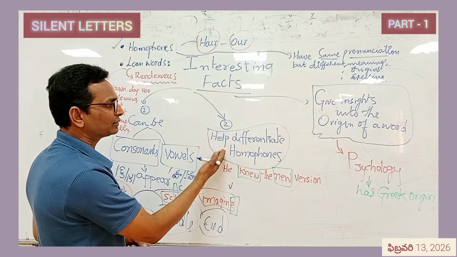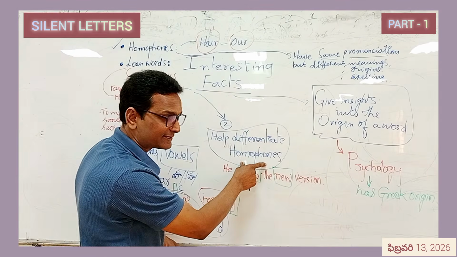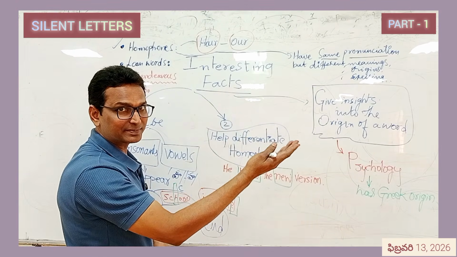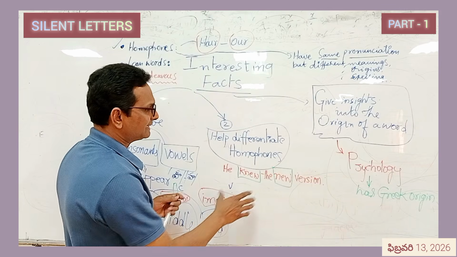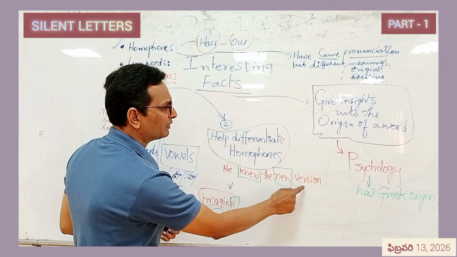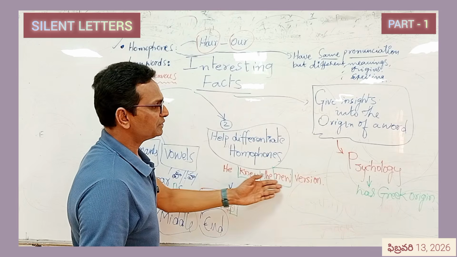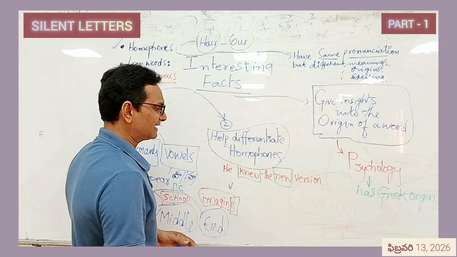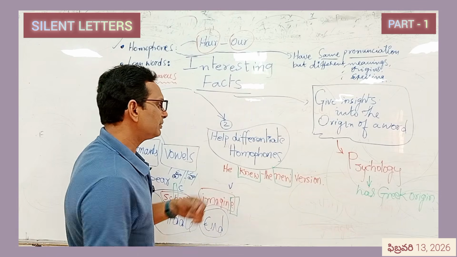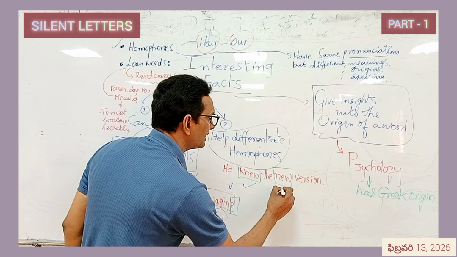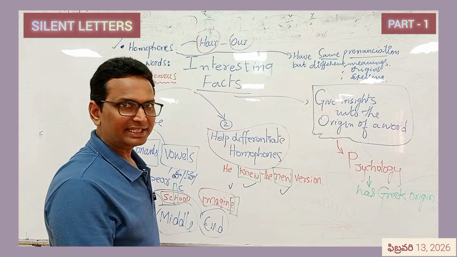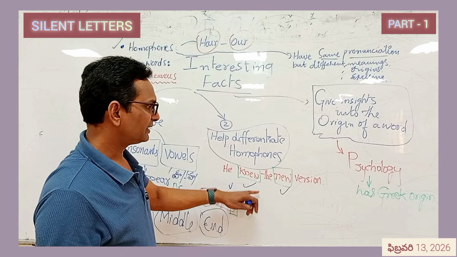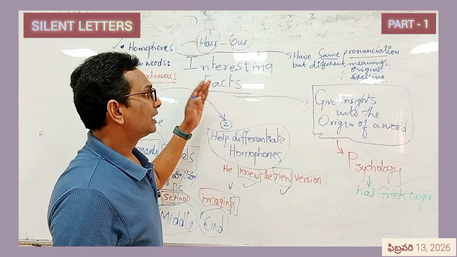Now, let's get back to this point. We have understood what homophones are: same pronunciation, different spelling, meanings and origins. Fine. Now, here is another example. He knew the new version of the app or something else. Here, KNEW and NEW. The meanings of these two words are very clear. We know the meanings, so we have two homophones here.